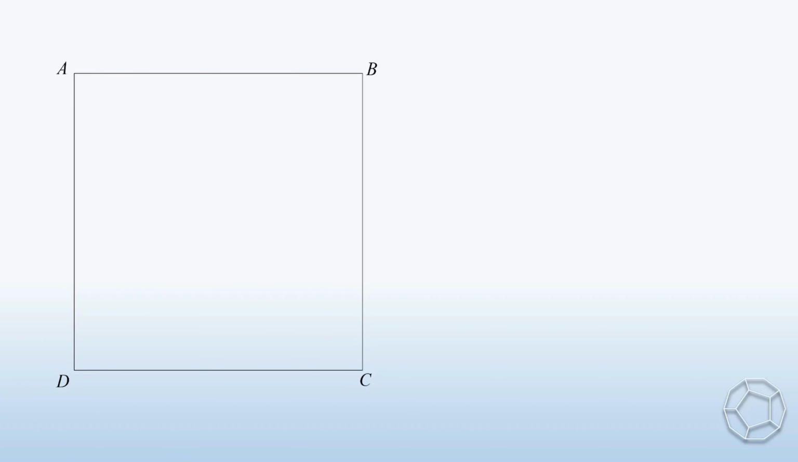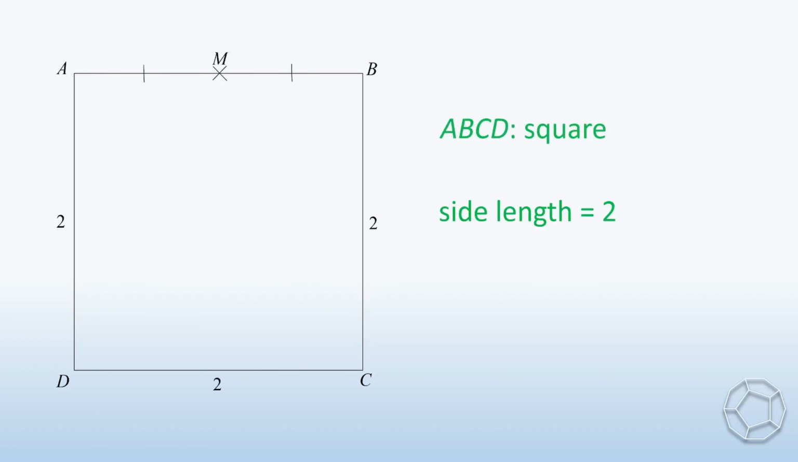ABCD is a square with side length equals to 2. M is the midpoint of the side AB, and N is the midpoint of the side AD. Construct the red side MN.